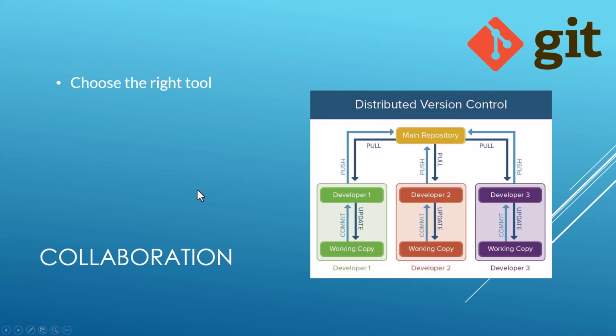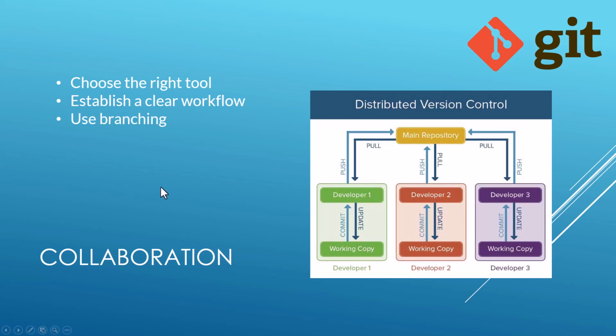The first one is to choose the right tool. There are several source versioning tools available such as Git, Subversion, Mercurial, etc. Each tool has its own strengths and weaknesses, so choose the one that best fits your team's needs. The second one is to establish a clear workflow. It's important to establish a clear workflow for how changes will be made, reviewed, and merged into the main branch. This will help avoid conflicts and ensure that everyone is on the same page.